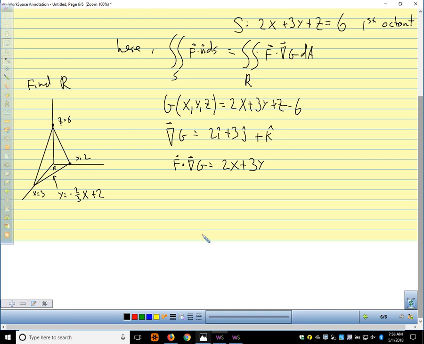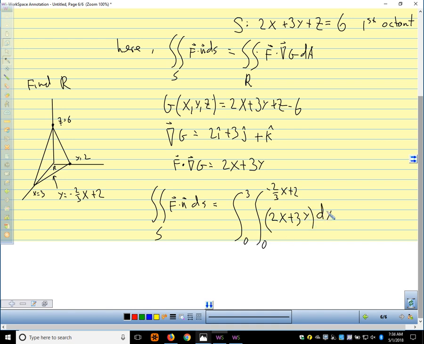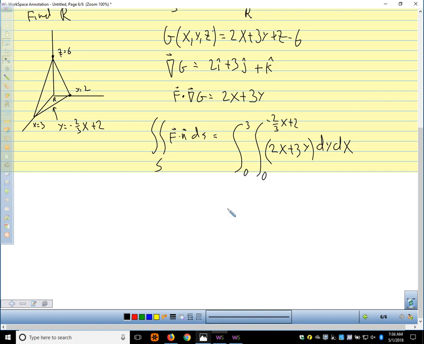So the way I set this integral up, our surface integral, f dot n ds, is the integral. X is going to go from 0 to 3. Y is going to go from 0 to minus 2/3 x plus 2. And we have our quantity, 2x plus 3y. And we're going to do a dy dx order. Easy integral to evaluate, just some polynomials, nothing crazy. And this gives me 12.